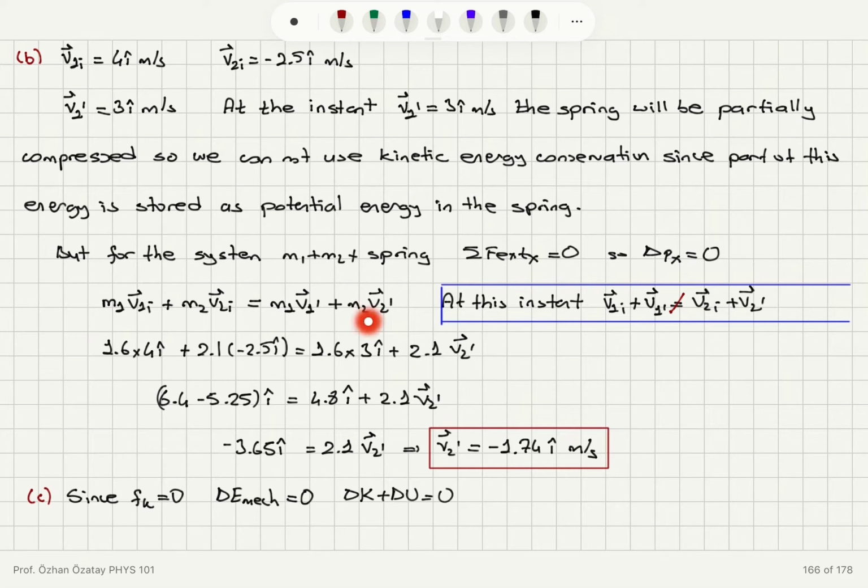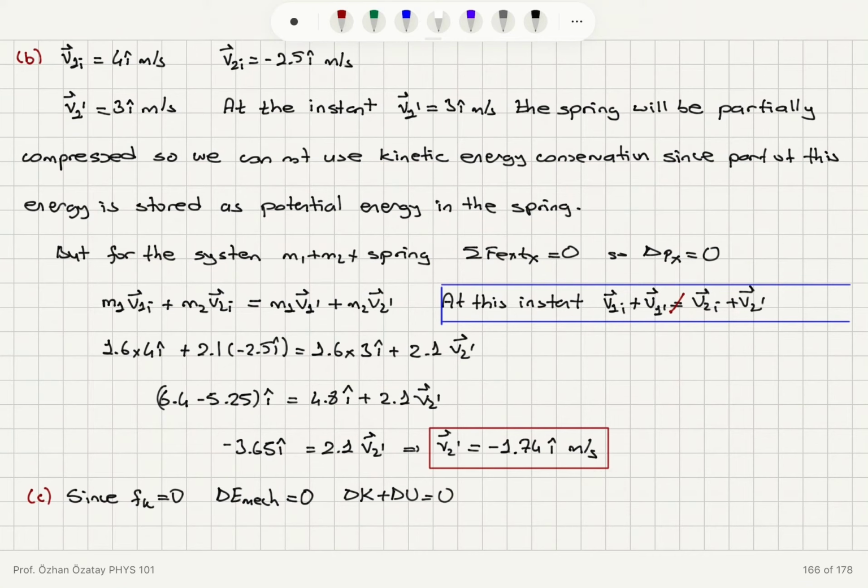I can still write the momentum conservation between the initial conditions and the intermediate conditions. However, I cannot write kinetic energy conservation because the spring is storing some potential energy, so the second equation for head-on elastic collisions is not valid.